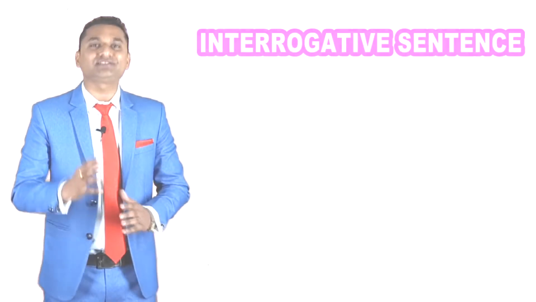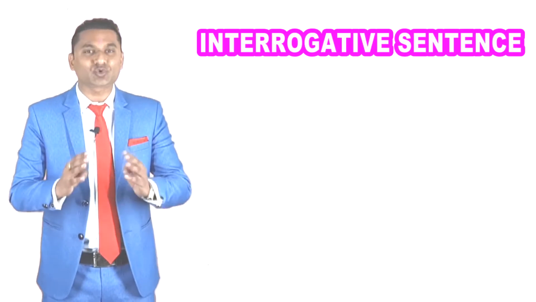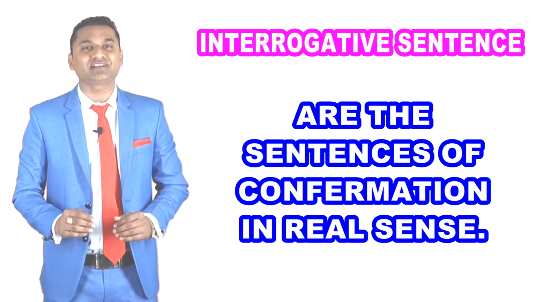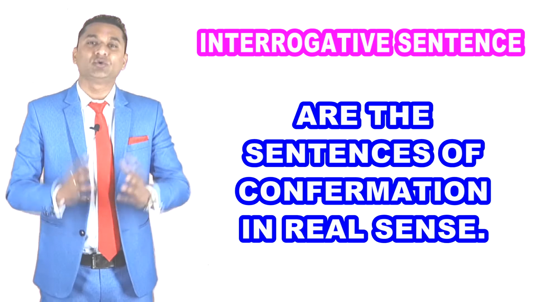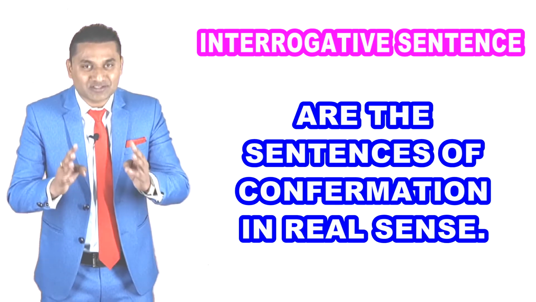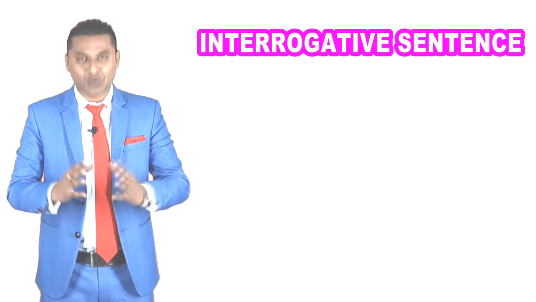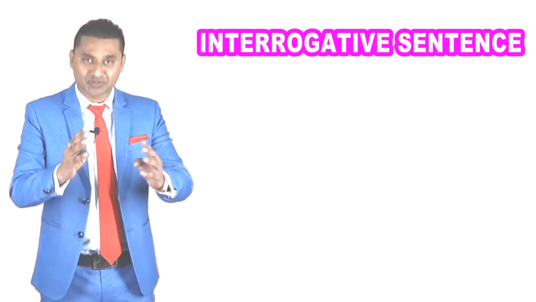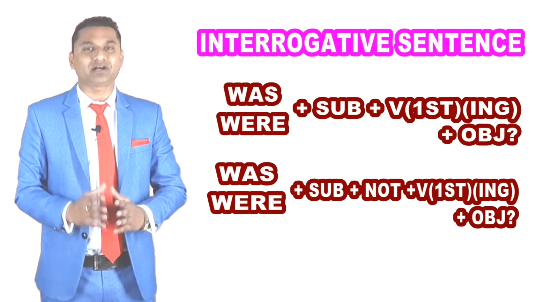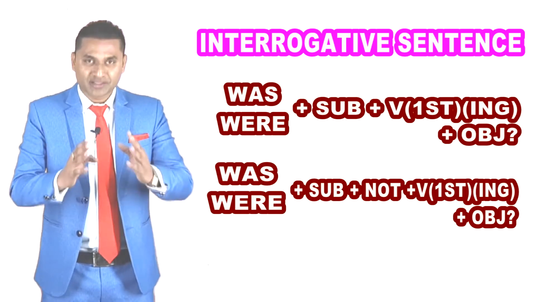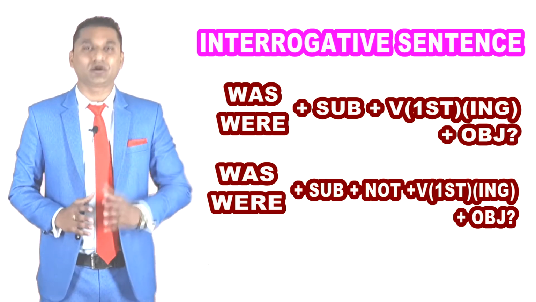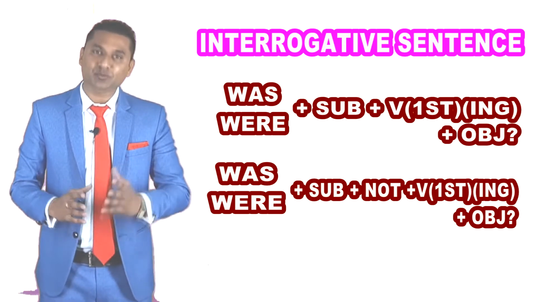Friends, the next sentence is the interrogative sentence. And friends, interrogative sentences are the sentences of confirmation in the real sense. In these sentences, we confirm things from others. We confirm whether somebody was doing some work or not. And one thing friends, to confirm things from others, we always begin a sentence with the helping verb, that is was or were for the past continuous tense, past progressive tense, then the subject, then the main verb, the ing form of the verb, then the remaining part of the sentence, the object. Here you can find the rule. Let's practice with some examples now.